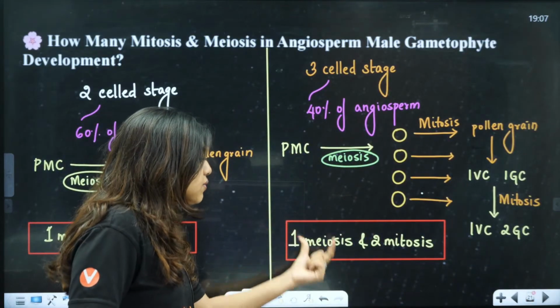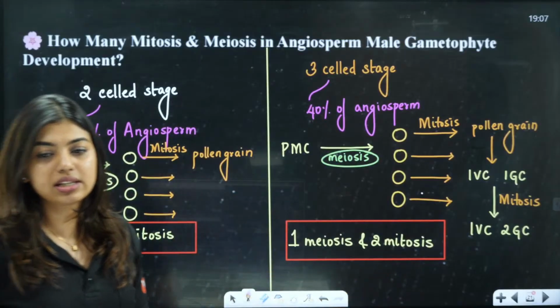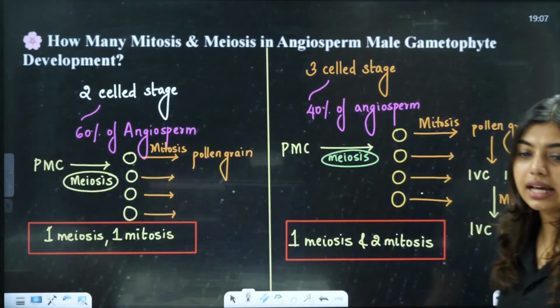So here what happens, students: 1 meiosis and 2 mitosis. Okay, 1 meiosis and 2 mitosis.